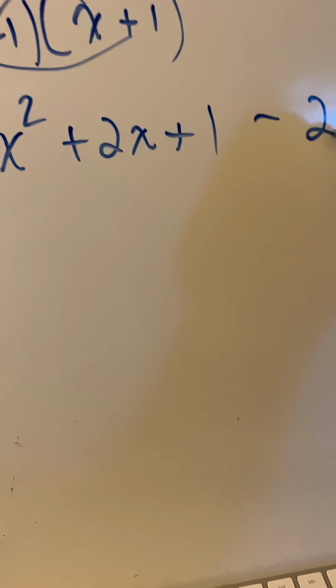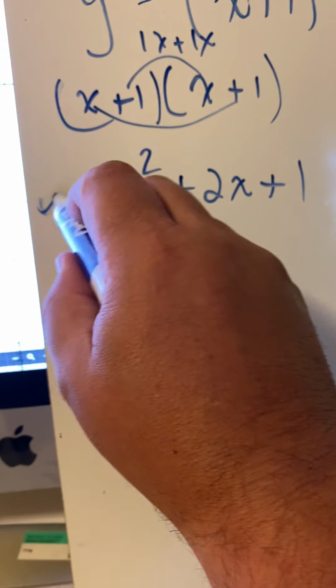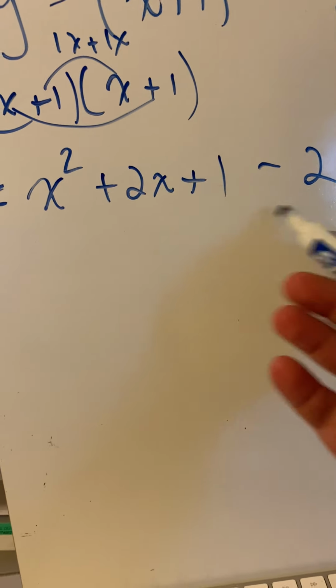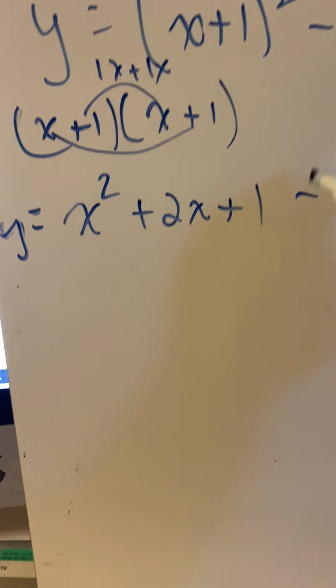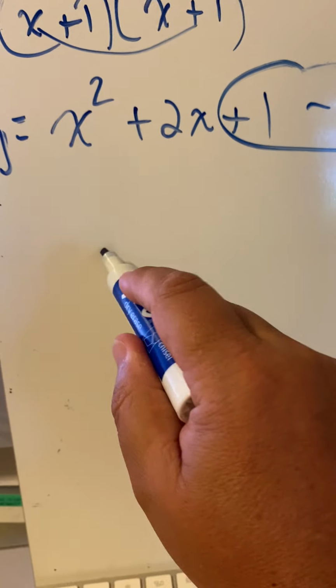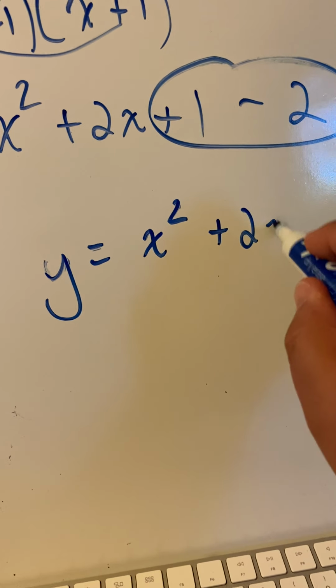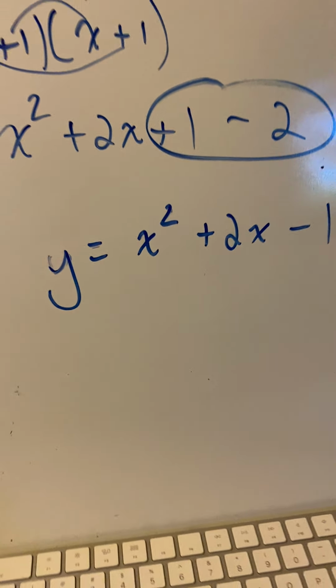Now you've got this at the end of it. So y is equal to x squared plus 2x plus 1 minus 2. Now that you've gotten rid of the parentheses, you can combine like terms. And it should turn into y is equal to x squared plus 2x minus 1.